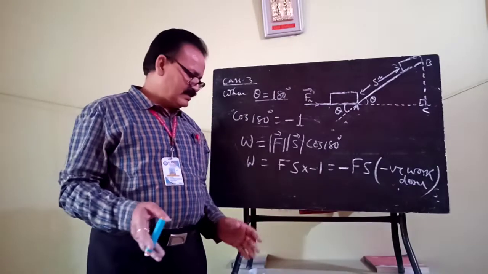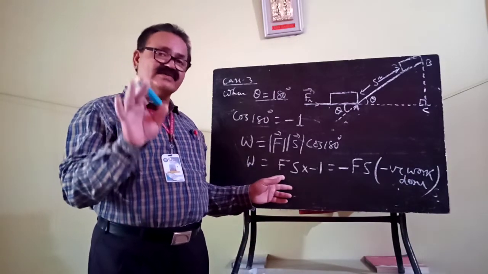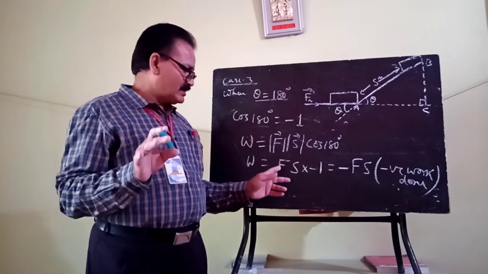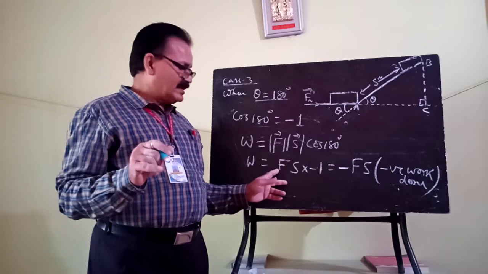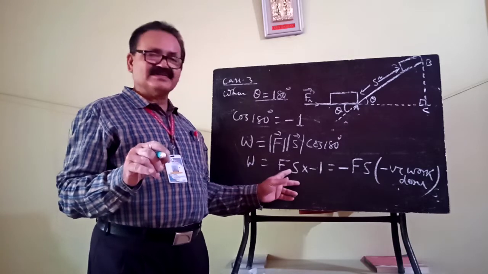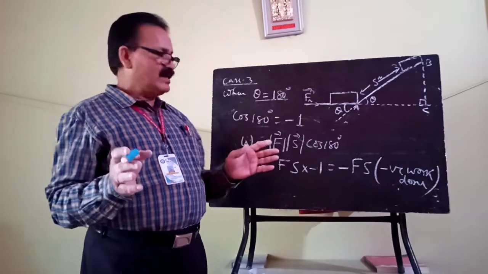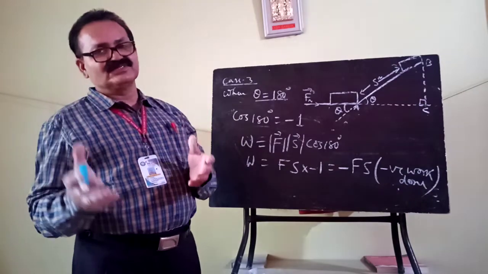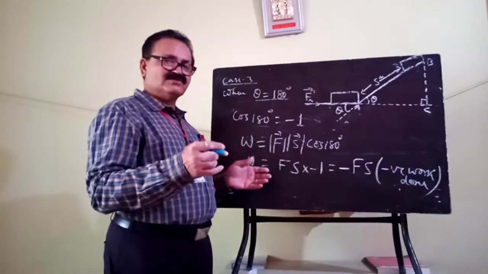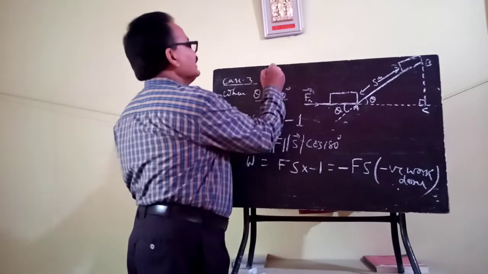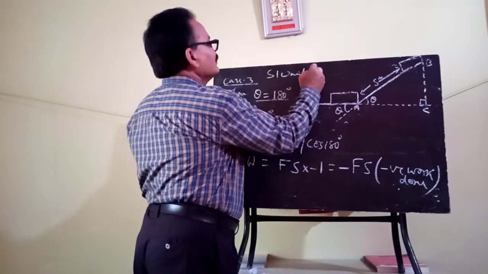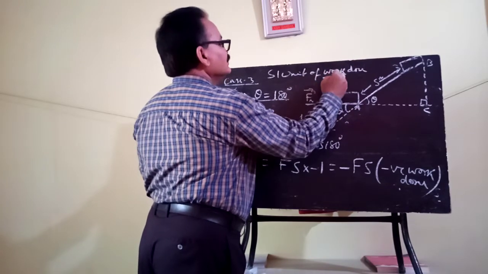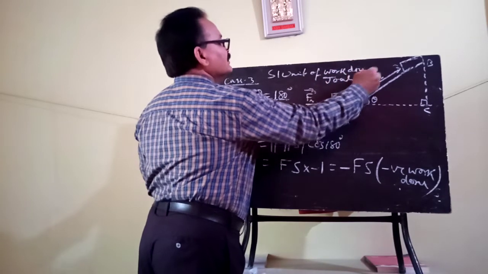The SI unit of work done is always joule, because force is in kg meter per second square and displacement is in meter. So finally, the product, Newton into meter, also gives you the value of your work done in joule. The SI unit of work done is joule. That is denoted by J.